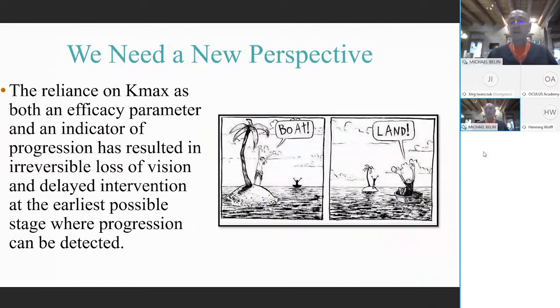Most studies have been done with Kmax, and the reliance on Kmax, both as an efficacy parameter and an indicator of progression, has resulted in irreversible loss of vision and delayed intervention. In the US, and I know in many countries in Europe, the regulatory bodies, whether it's insurance companies or your country's health plan, mandate that you document changes in Kmax. Hopefully that will change shortly, because this is a late change on the anterior surface, and it really means pretty much that your patient has already lost vision.